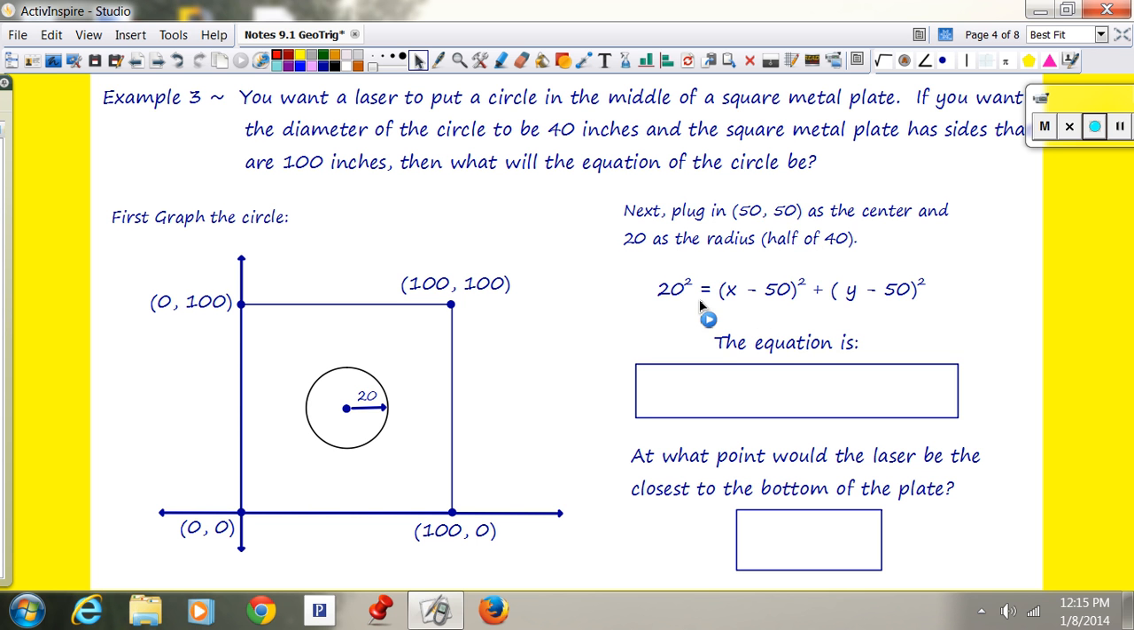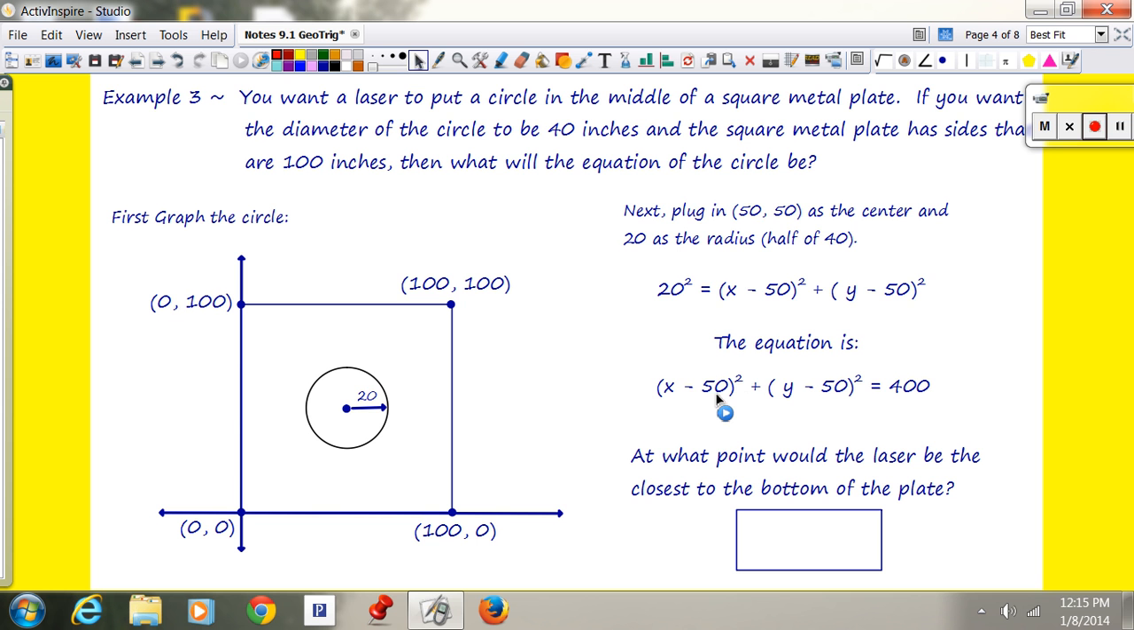So we need to plug that into our equation. Radius squared, r squared, equals x minus h squared plus y minus k squared. 20 squared is just going to be 400. So we're going to leave all this stuff the same, and we're just going to simplify the 400. The reason this is important is because you would just plug this equation into a computer program, and the computer program would tell the machine to cut this circle right in the center of this metal plate.